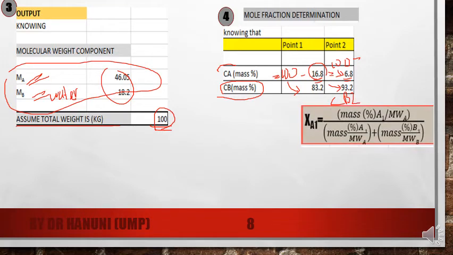Now the next step is we want to determine the xa1. This is our intention. If you can see here, this is the reason why we need the information about the molecular weight. For example, we need the information about the molecular weight of A, and we also need information about the molecular weight of B.